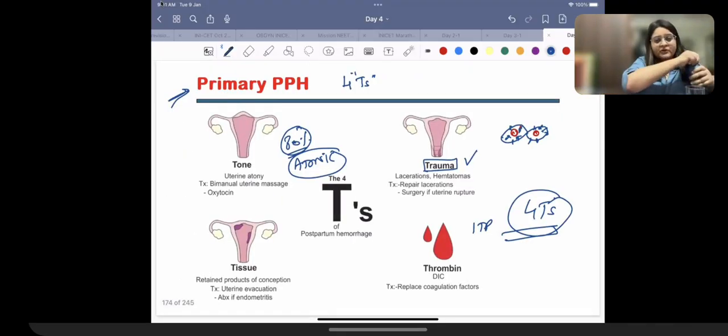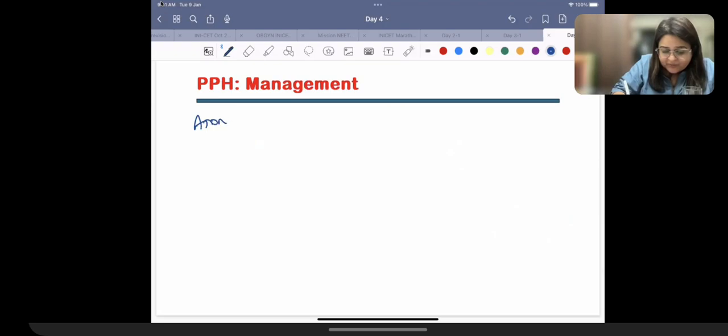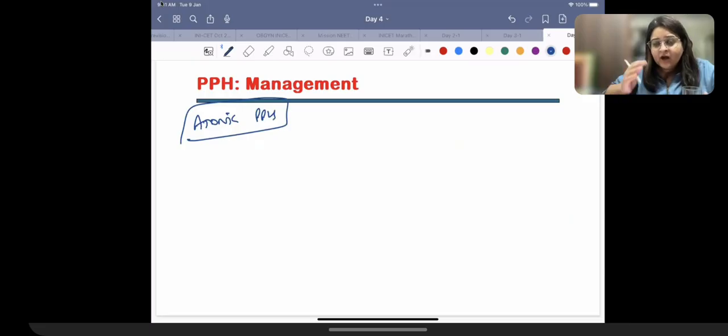Okay. So what do you do when there is PPH? You have to, of course, resuscitate the patient. You have to arrange blood, start IV crystalloids. But if there is atonic PPH, how do you know it's atonic PPH? The uterus is not contracted and she's bleeding. If the uterus is contracted and she's bleeding, you have to look for causes of traumatic PPH. But let us discuss the most important one, that is atonic PPH.